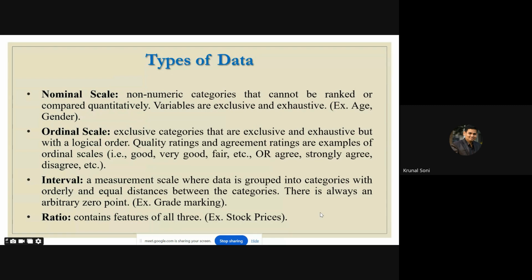Ordinal scale means the data should be in order, in terms of Likert scale, from strongly disagree to strongly agree, right? And that could be in a sequence like 1, 2, 3, 4, and 5. Interval data means if we are putting some grades of the students in terms of marks, this is called grade marking starting with 0, right? So there is always an arbitrary 0 point in interval, and ratio is a pure number. Let's say if I'm taking the data for profit, that profit could be 0.1 rupees, which could not have an arbitrary 0 point. It is a pure number, right?